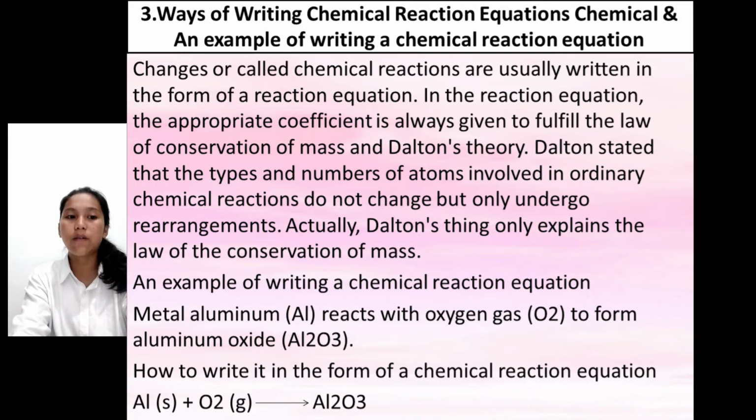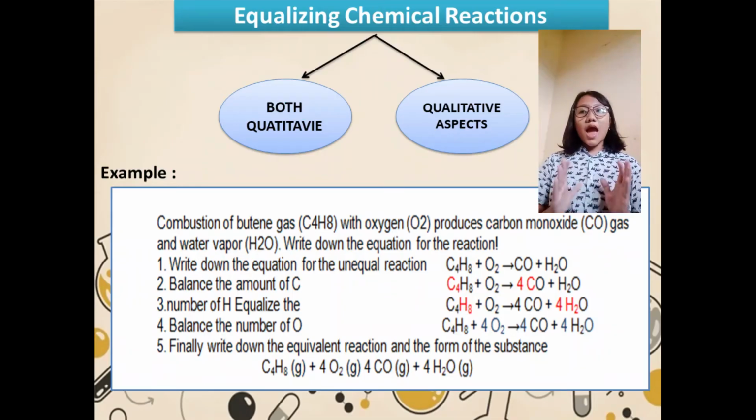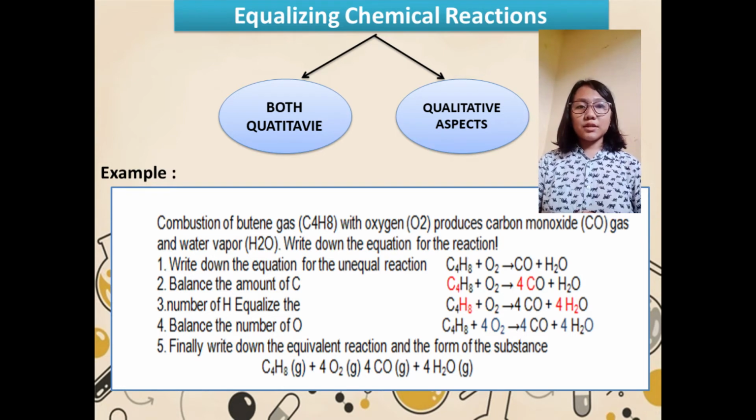As an example of writing a chemical reaction equation, aluminium metal, Al, reacts with oxygen gas, O2, to form aluminium oxide, Al2O3. How to write it in the form of a chemical reaction equation? Al plus O2, the product is Al2O3.